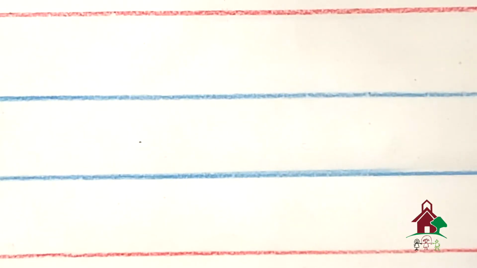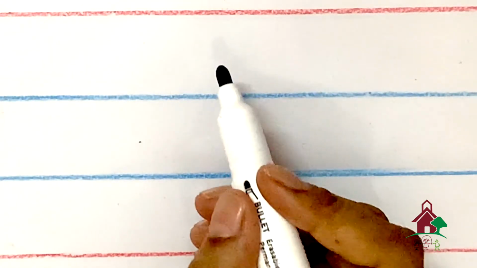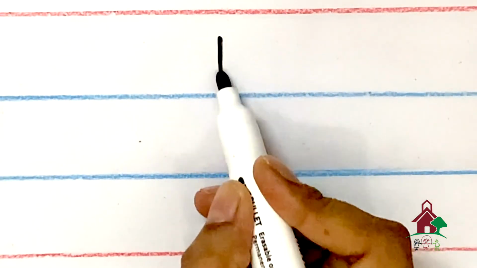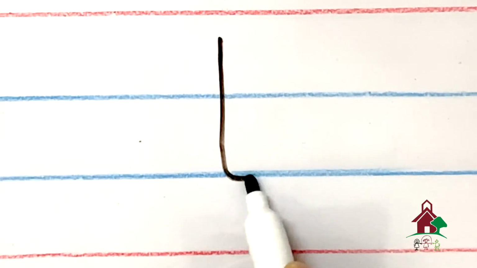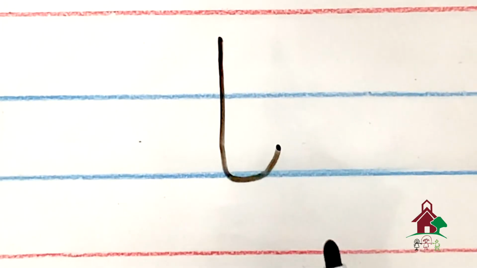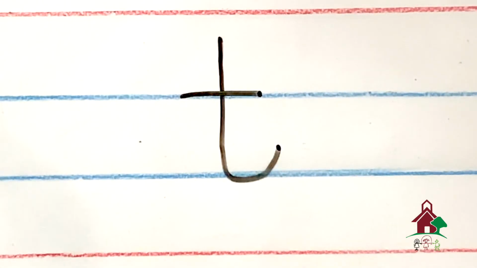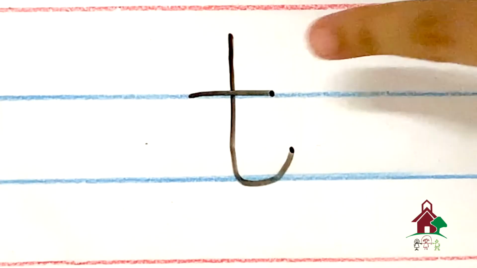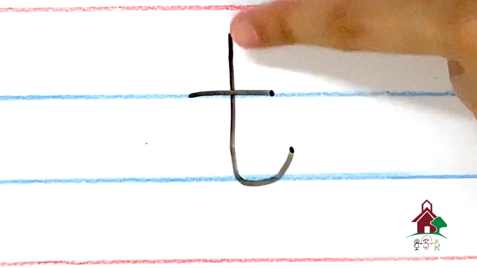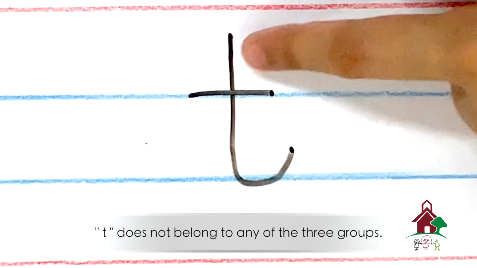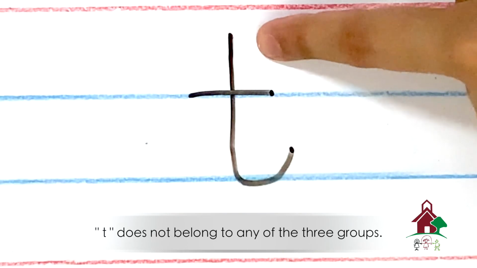We will start from below the top red line, go down to the bottom blue line and turn a little. Lift your hand, put a line across on the top blue line. T. So t starts from here. It does not touch the top red line. T does not belong to any of the three groups.